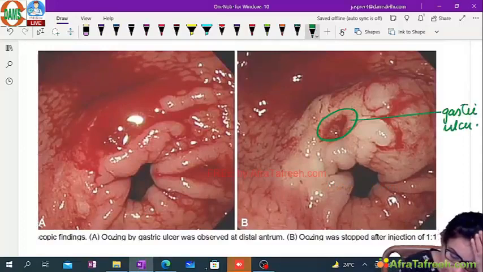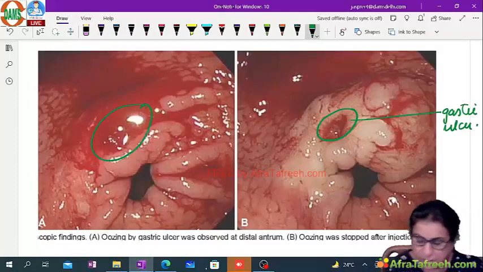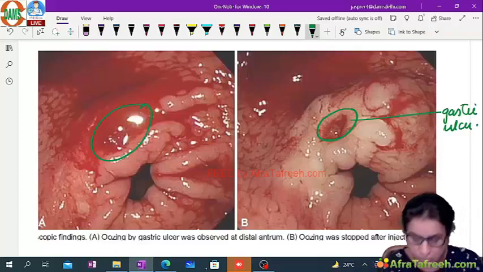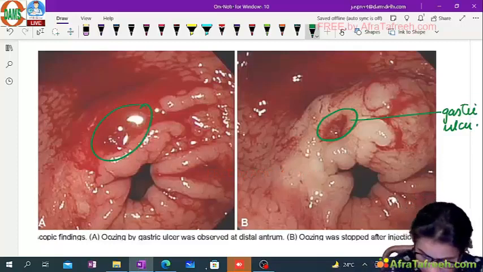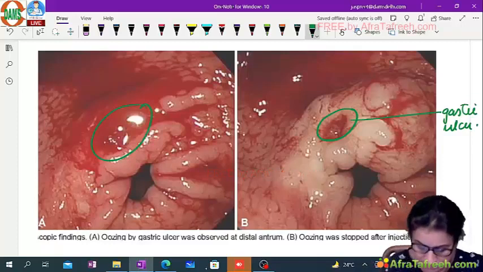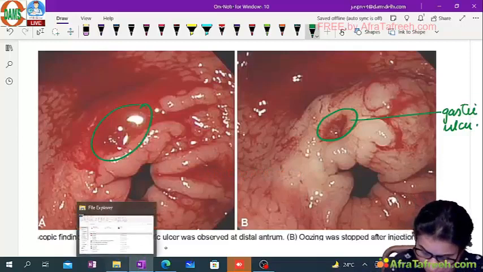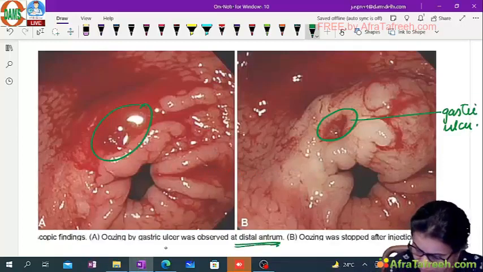Okay, this is another gastric ulcer here which is oozing. So these are gastric ulcers. Endoscopy of the stomach is showing these two areas, both of these are ulcers. So oozing by gastric ulcer observed in distal antrum. Oozing has stopped after injection.